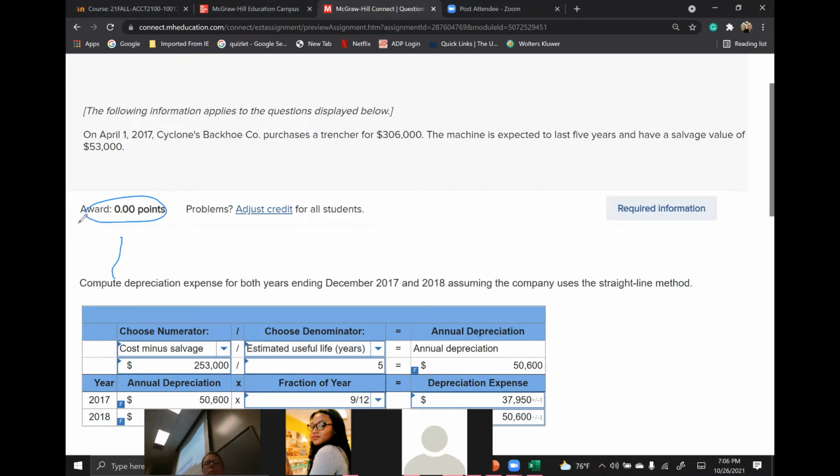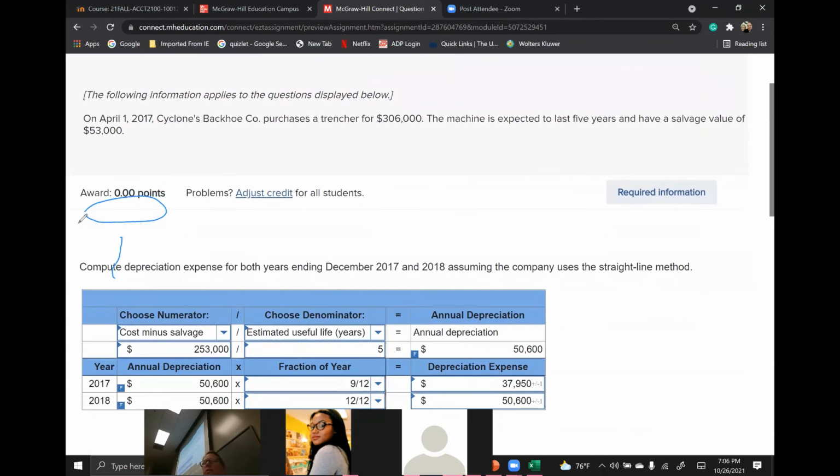The first year isn't the whole year, right? We got it on April 1. So we only have it for 9 months. So we're going to take the depreciation for the year, 50,600 divided by 12, multiplied by 9, and we get the 37,950 for the first year.